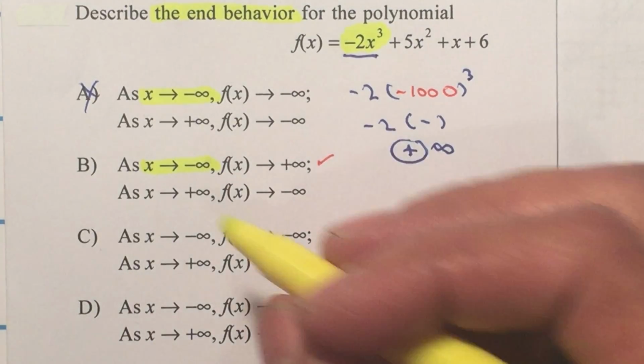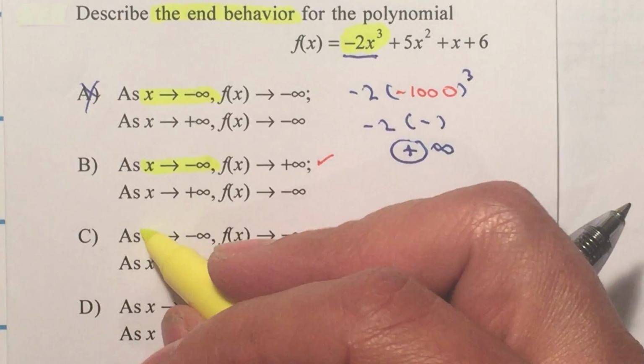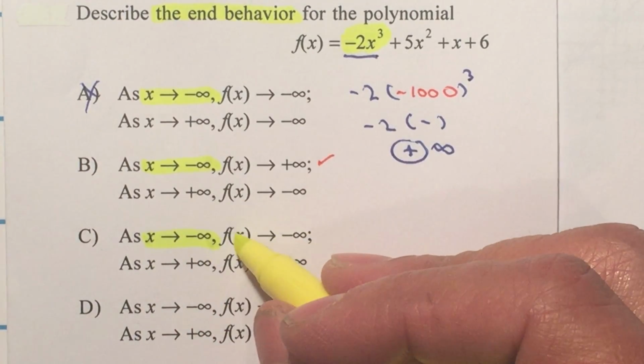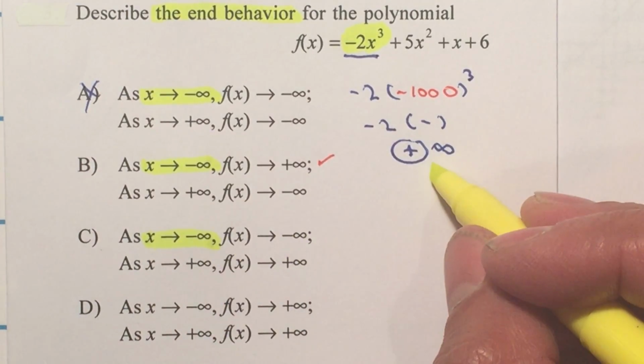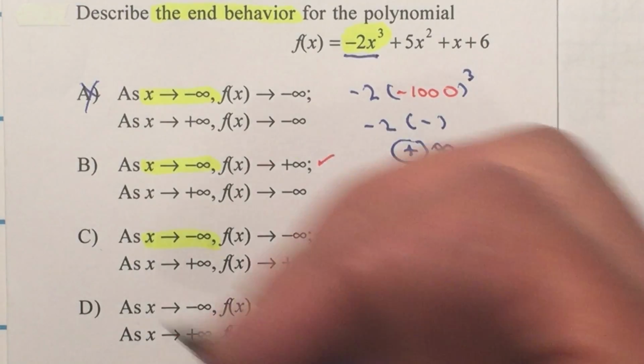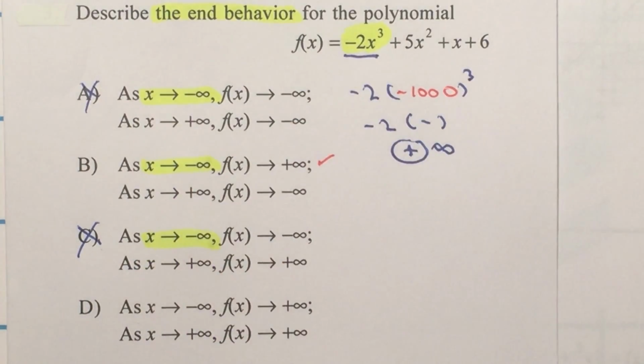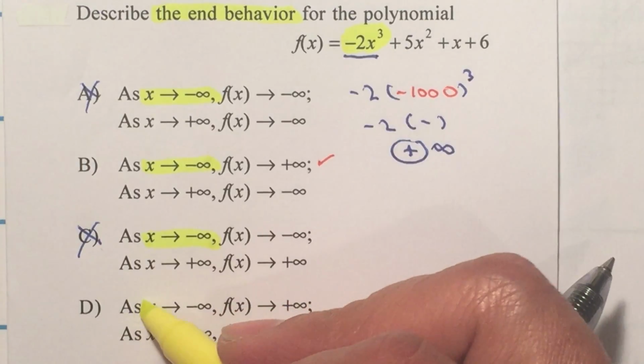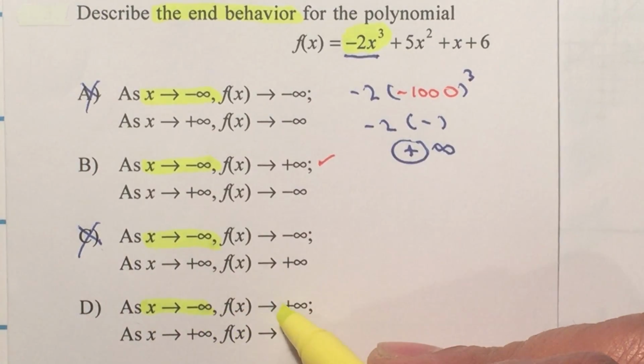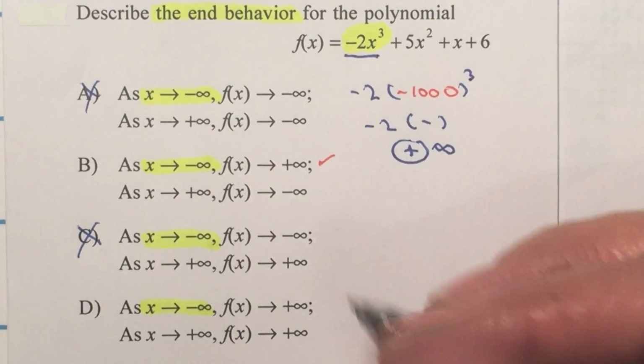Let's try letter C. As x approaches negative infinity, the function approaches negative infinity. No, it approaches positive infinity. So that's incorrect. As x approaches negative infinity, the function approaches positive infinity. That's correct.